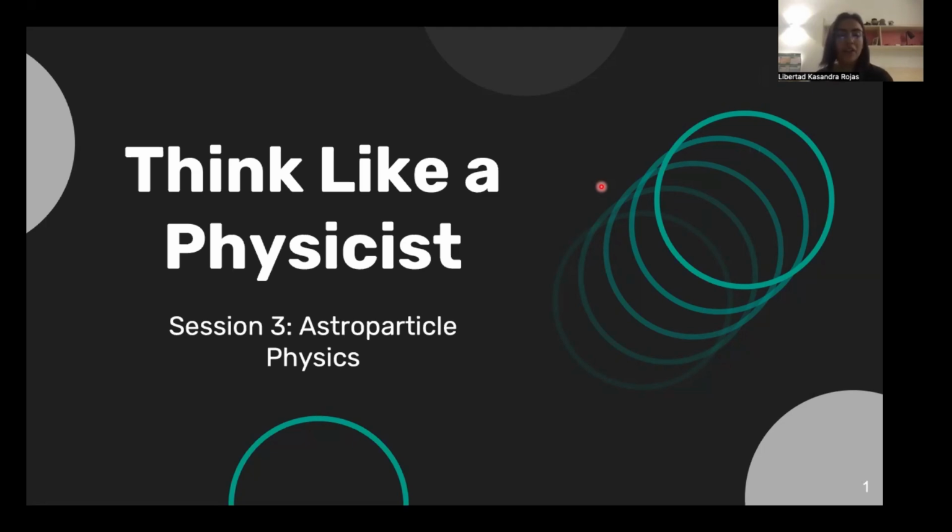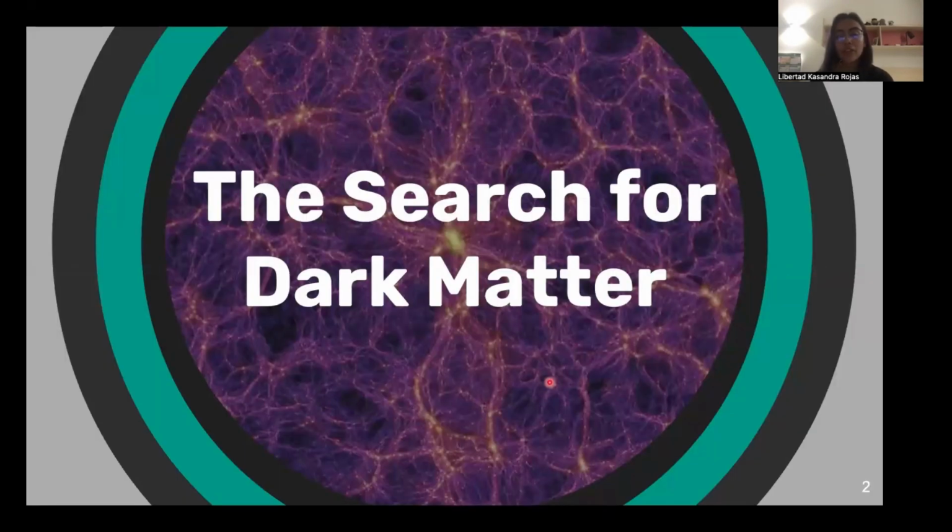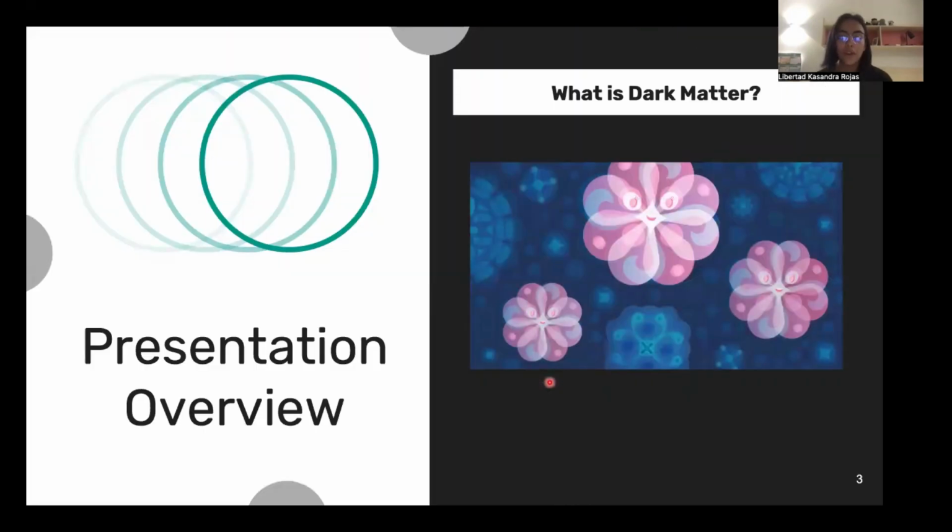As it was just mentioned, this third session is going to be about astroparticle physics, more specifically, the search for dark matter. Through this presentation, we're going to, first of all, start by looking at what is dark matter. So what is dark matter made out of? Just a general definition of what dark matter is.